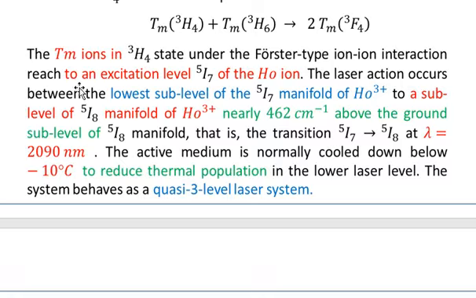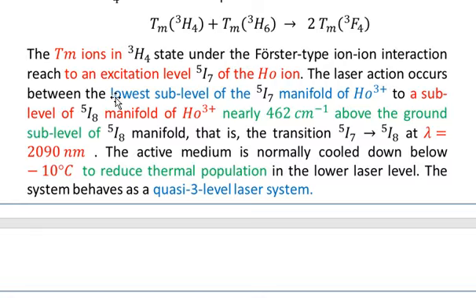So let me read this paragraph. The thulium ions in 3H4 state under the Foster type ion interaction reach to an excitation level of 5I7 of the holmium ion. So you see that this 3H4 and the ground state, which I have shown over here, the two will produce two thulium ions in the state 3F4, and then the thulium will transfer its energy to the holmium ion, to the 5I7 level of the holmium ion.